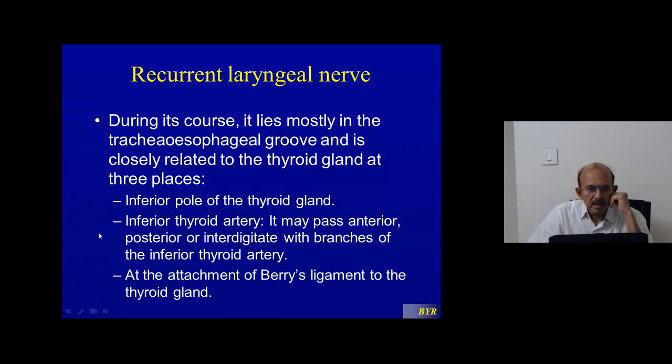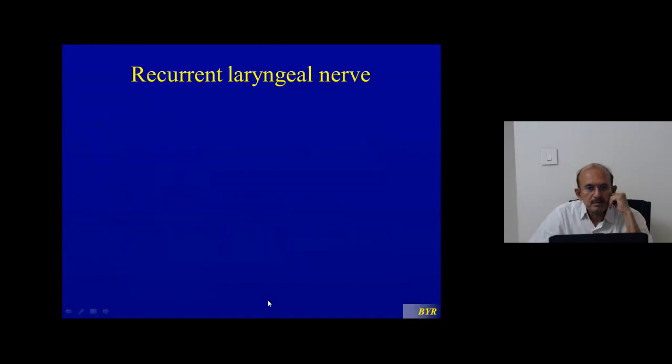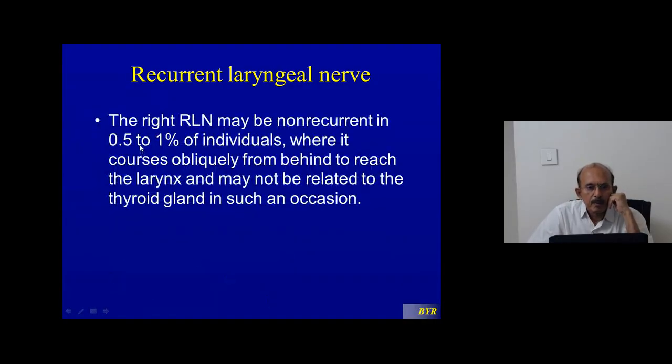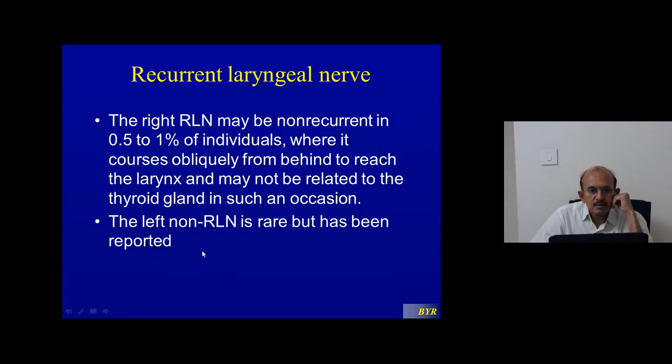So this is the most important slide. All of you must remember, and postgraduate students will have a question on this invariably whenever they come across a case of a thyroid gland swelling. The right recurrent nerve may be non-recurrent in 0.5 to 1% of individuals, where it courses obliquely from behind to reach the larynx and may not be related to the thyroid gland on such an occasion. Of course, I'll explain it in the next slide. The left non-recurrent nerve is rare but has been reported.